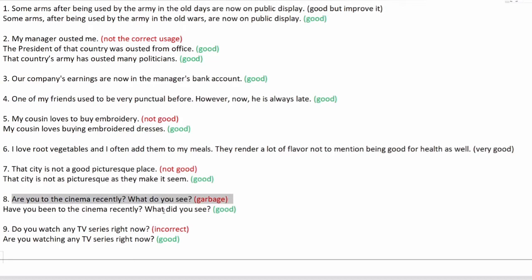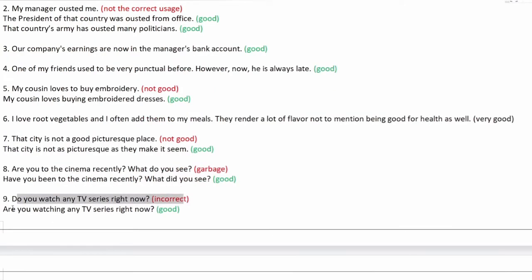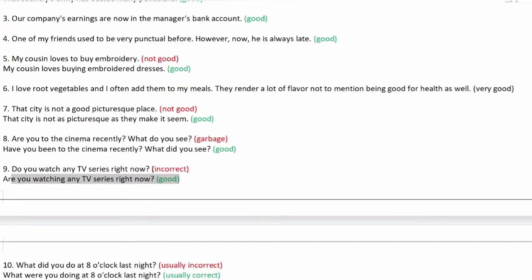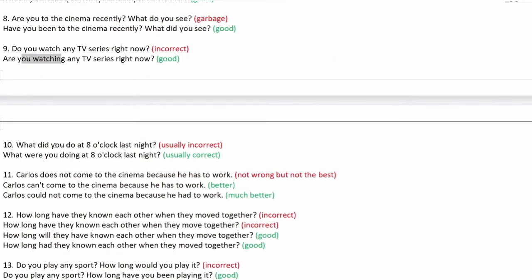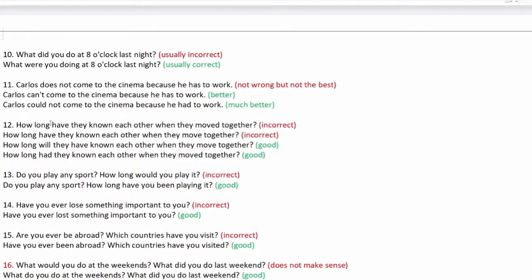Number eight, that's a garbage sentence. Kindly do not construct such sentences. "Are you to the cinema recently? What do you see?" What's the meaning of that? Have you been to the cinema recently? What did you see? And number nine, "do you watch any TV series right now?" That's not possible, because it should be: are you watching any TV series right now? Are you watching? Neither progressive nor continuous tense.